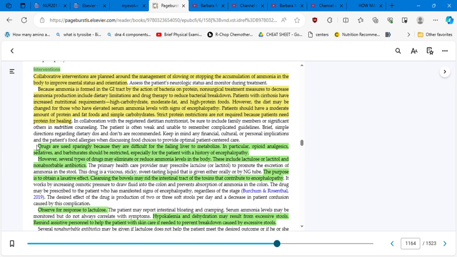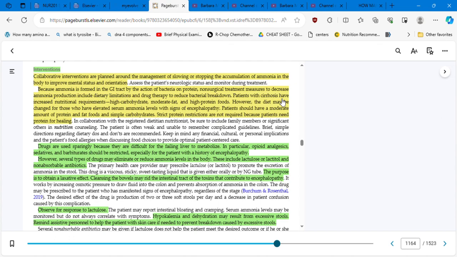Collaborative interventions are planned around the management of slowing or stopping the accumulation of ammonia in the body to improve mental status and orientation. Because ammonia is formed in the GI tract by the action of bacteria on protein, non-surgical treatment measures to decrease ammonia production include dietary limitations and drug therapy to reduce bacterial breakdown.